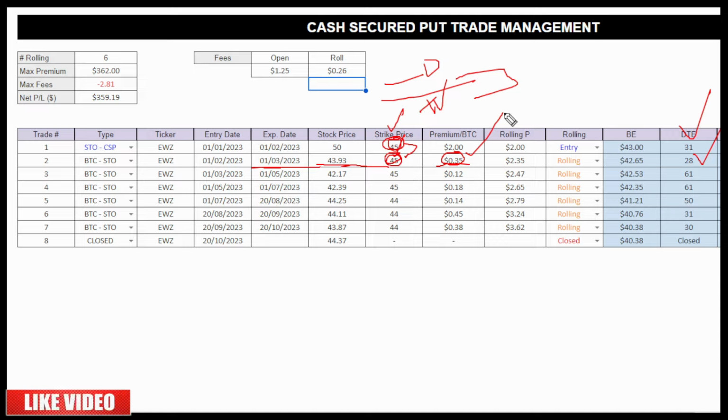Why? Because the further expiration date always has more time value. Unless we're going to roll down, we have to use that premium, of course, like we did here. I'm going to show it to you guys in a second. That's why we receive only 14 cents, because we rolled from 45 to 44, okay?